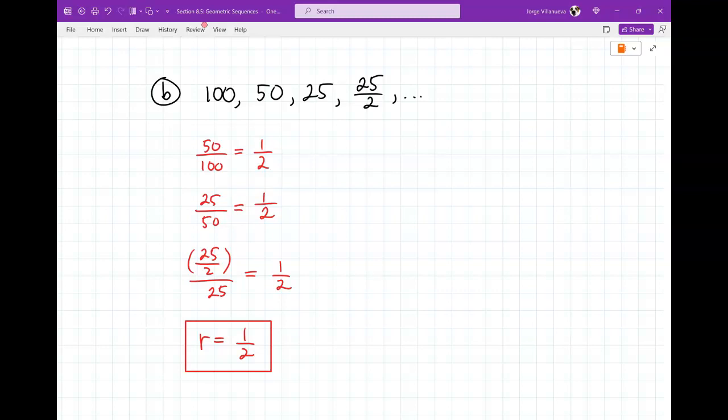Now, they want me to write the explicit formula. So a sub n is equal to a sub 1 times r to the n minus 1. Again, I write these formulas over and over just to help you if you're writing this with me. Repeat it a couple times, you'll know it. So a sub 1 is what for this equation? 100. My r we just found is half, and n minus 1, and we're done.